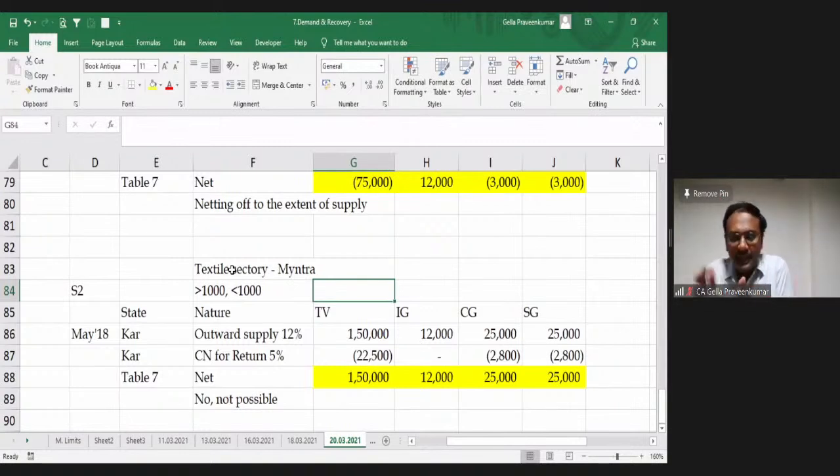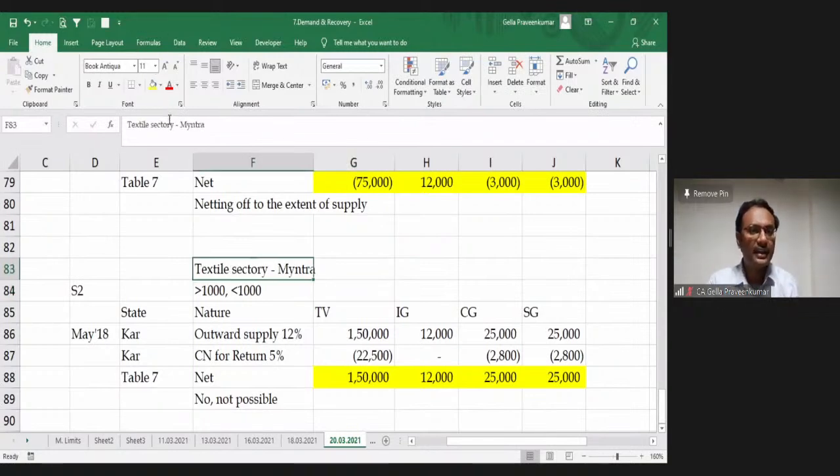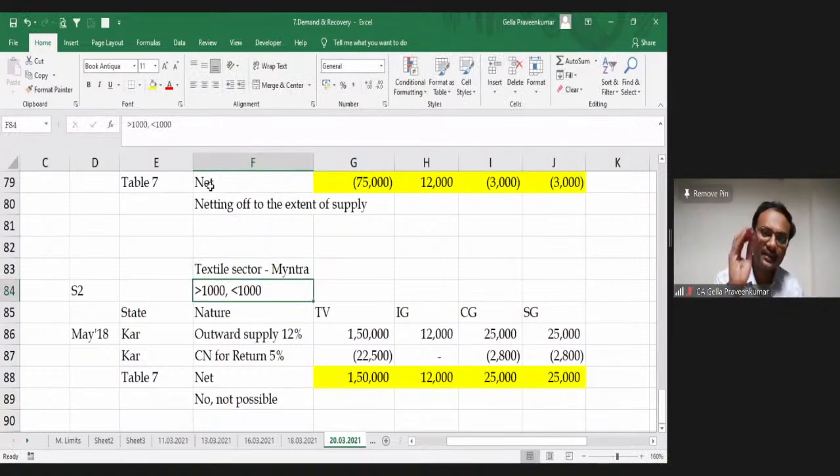So if you have multiple supplies attracting 12%, and I have returns at a rate of 5%, then I have this issue of netting off in relation to B2C. B2C is always troublesome for small-time assessees dealing in the textile sector. So friends, when you are dealing with information disclosure, as the form says, please fill the data accordingly. Now I'll go back to my GSTR 1 again.